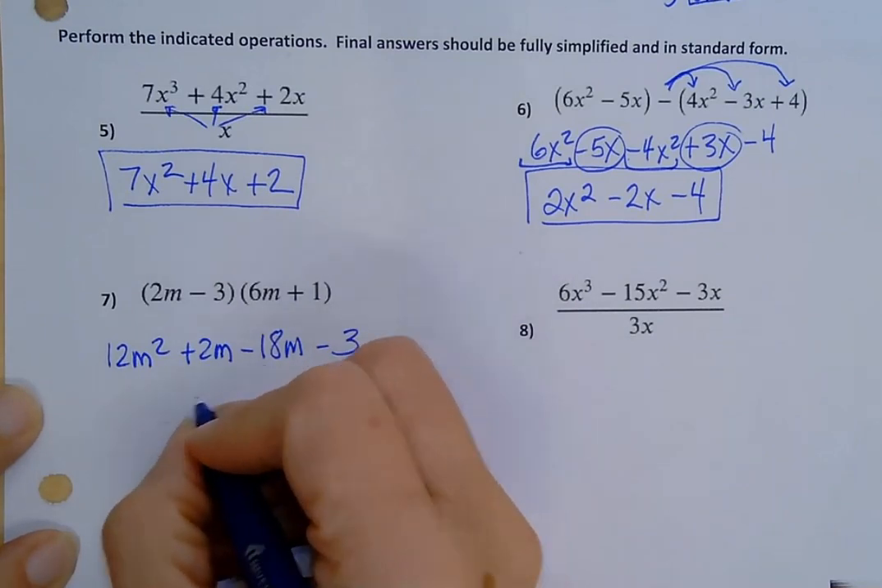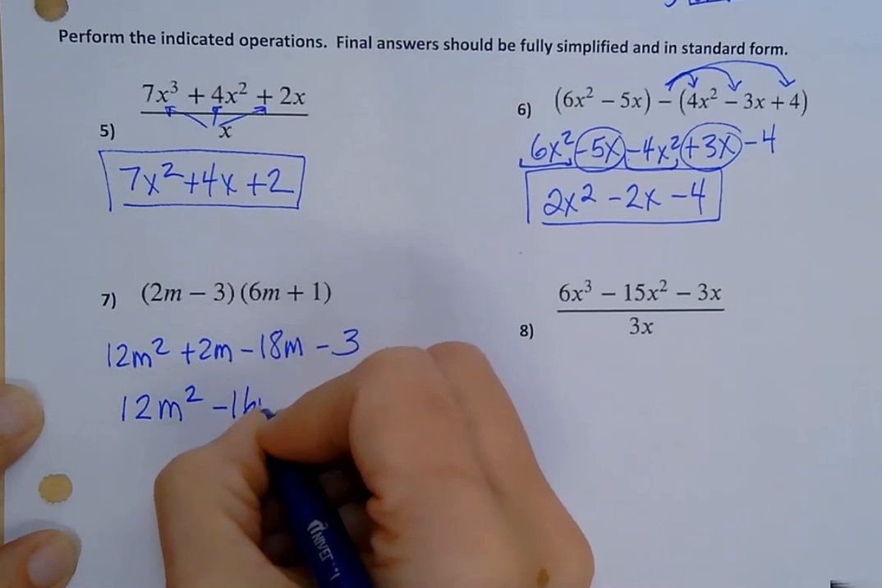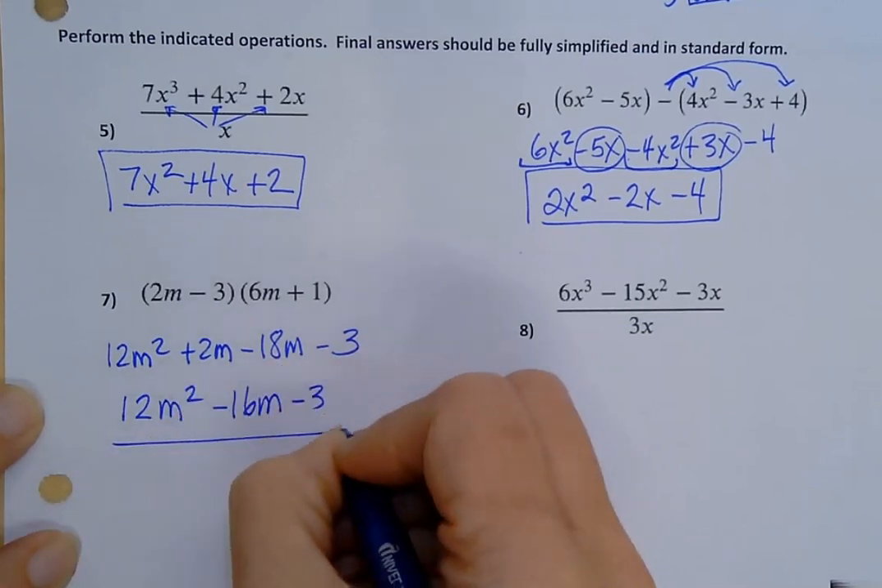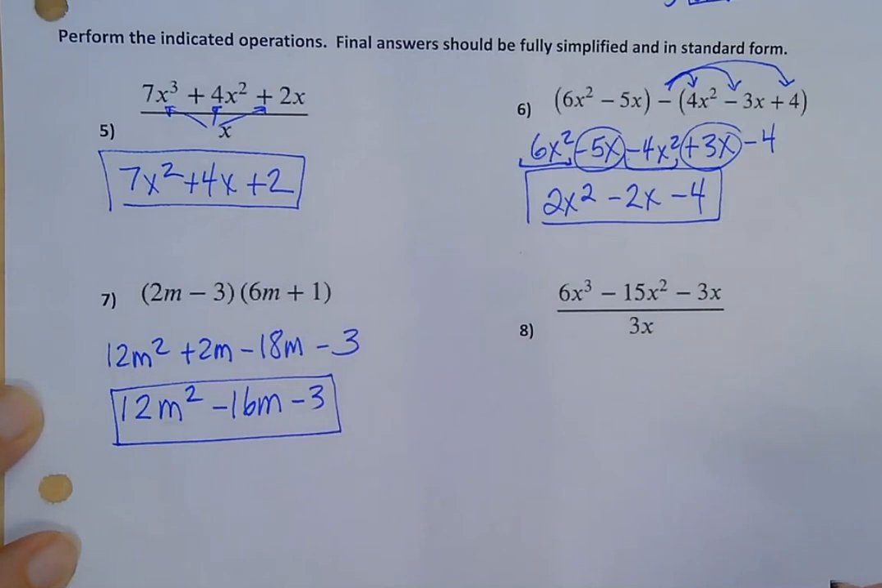Since I have like terms that I can combine, I'm going to rewrite that as 12m squared minus 16m minus 3. You could have used box method or distributive property there also. I used FOIL.